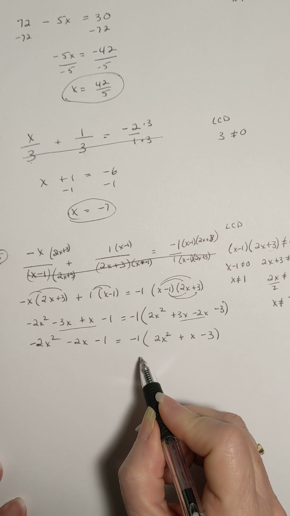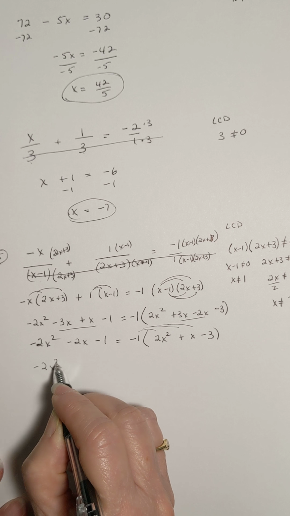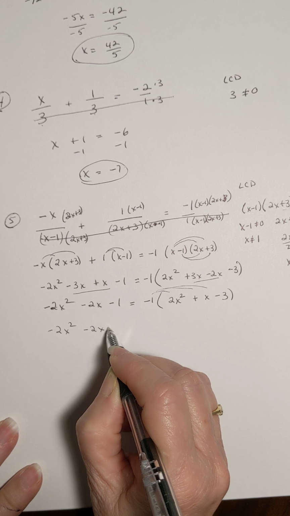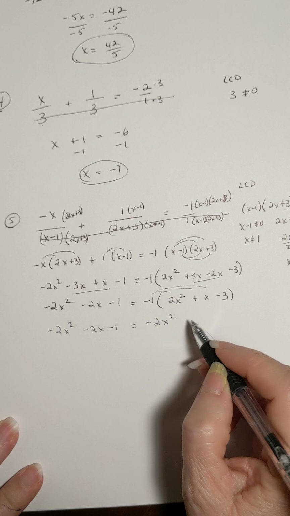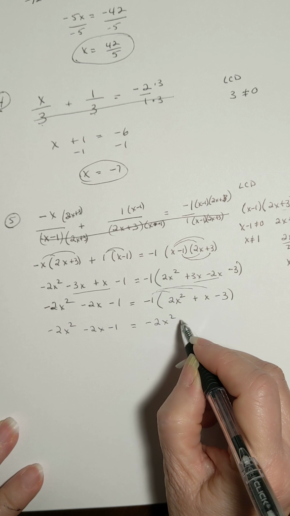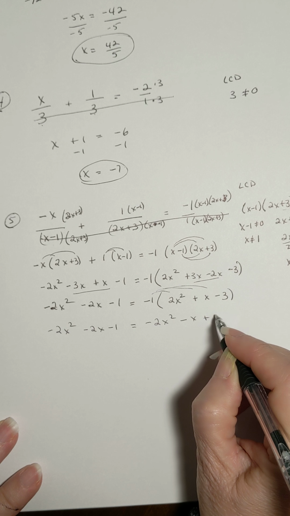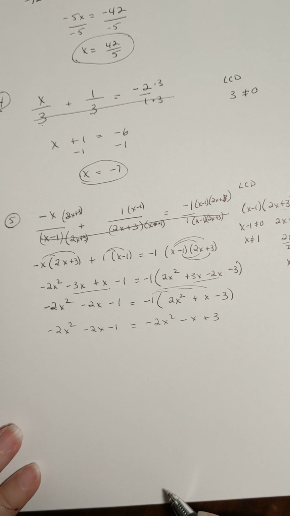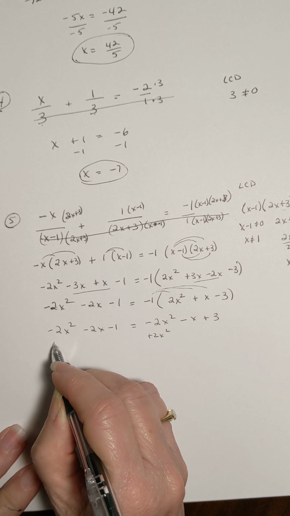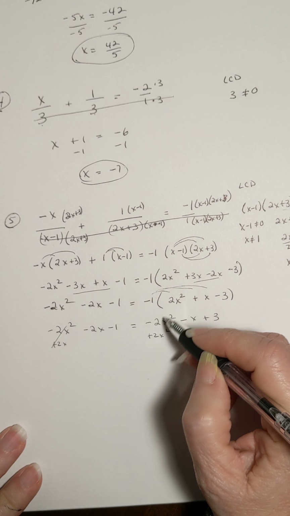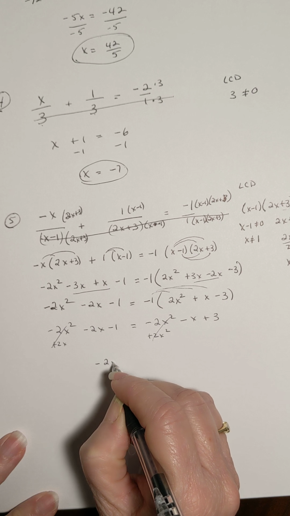And so now I'm going to distribute the negative 1. So I'll just copy down this side of the problem. Negative 2x squared. Negative 1 times 2x squared is negative 2x squared, negative 1 times x is minus x, and negative 1 times negative 3 gives me plus 3. And then notice again that if I add 2x squared to both sides, then it's going to cancel on both sides, and I'll still have just a linear equation.